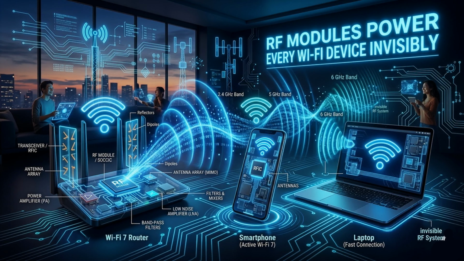Behind every Wi-Fi device is an RF system silently turning data into invisible radio waves that travel through the air across 2.4, 5 and 6 GHz bands. RF modules are essential components in modern wireless communication systems.